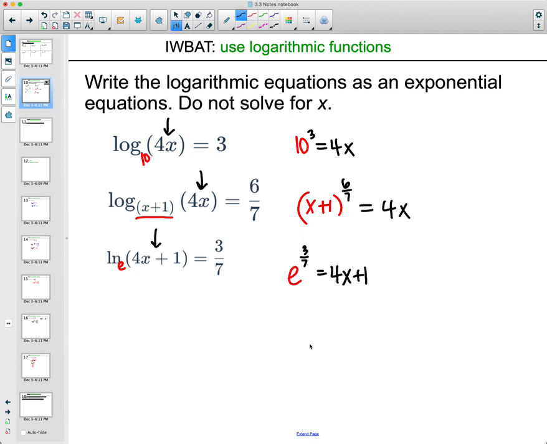So then those would be the equations that you would end up with. So logarithmic form, exponential form. So 10 to the third equals 4x. X plus 1 to the 6/7 equals 4x. E to the 3/7 equals 4x plus 1.